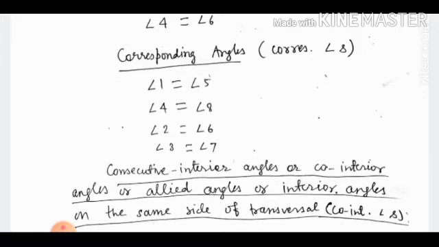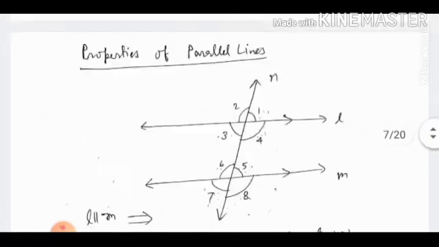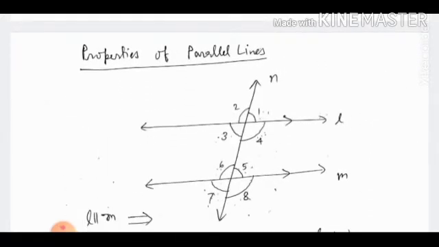Next, consecutive interior angles, or co-interior angles, or allied angles, or interior angles on the same side of the transversal. In short, it is written co-int angles. So, interior angles on the same side of the transversal. You can see here the transversal is line N and interior angles on the same side.